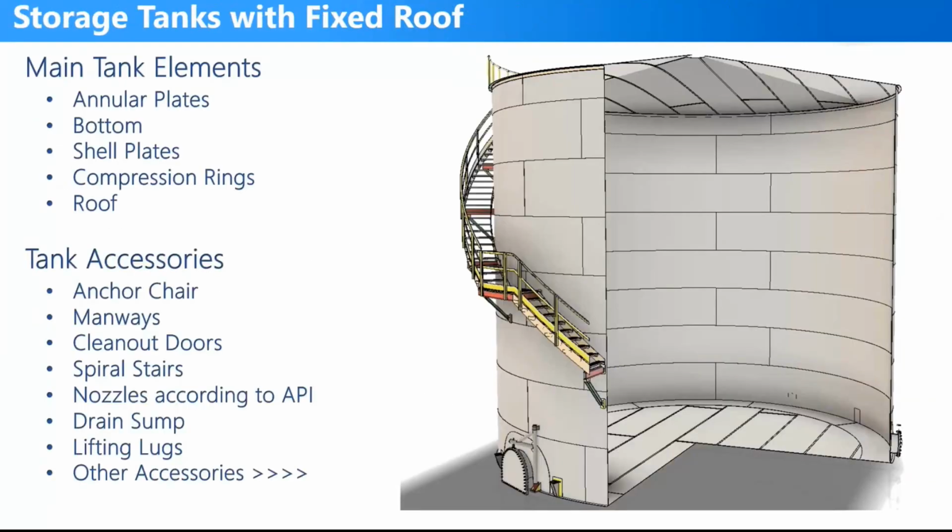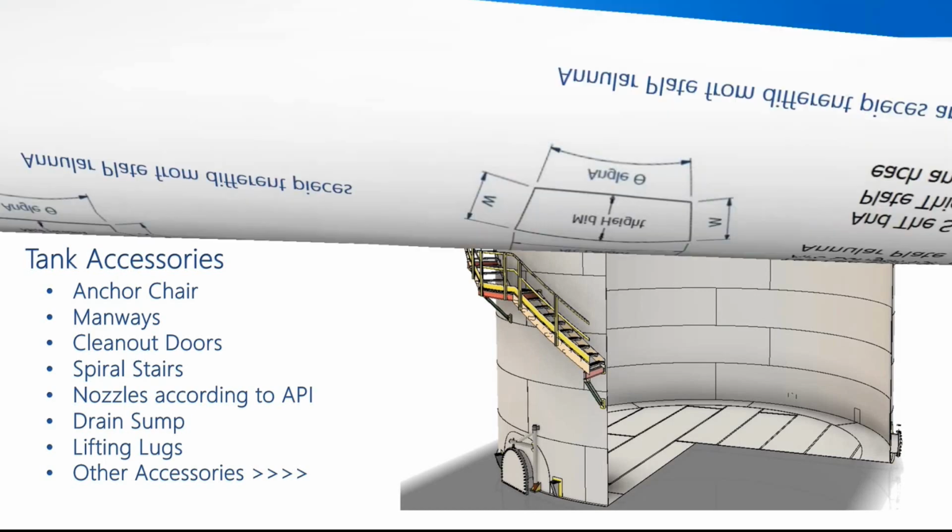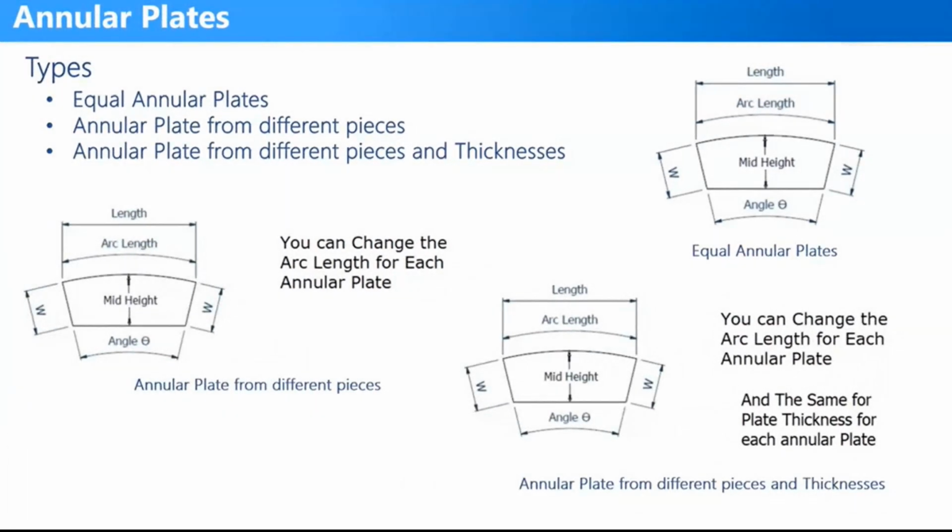As discussed, by using the storage tank module, you will be able to add annular plates, bottom plates, compression ring, roof plates, anchor chairs, and many different attachments to the storage tank. Regarding the annular plates, for example, we have three different types. The first type is equal annular plates.